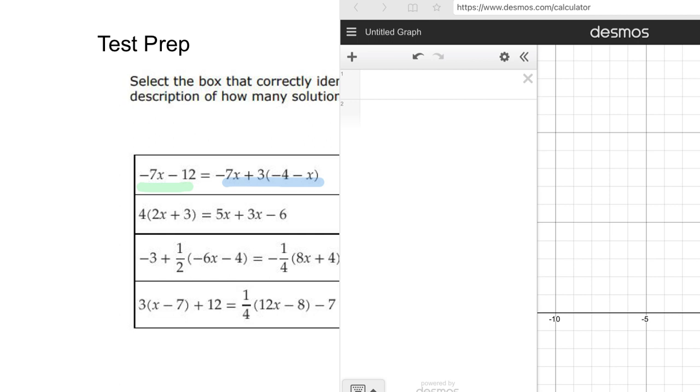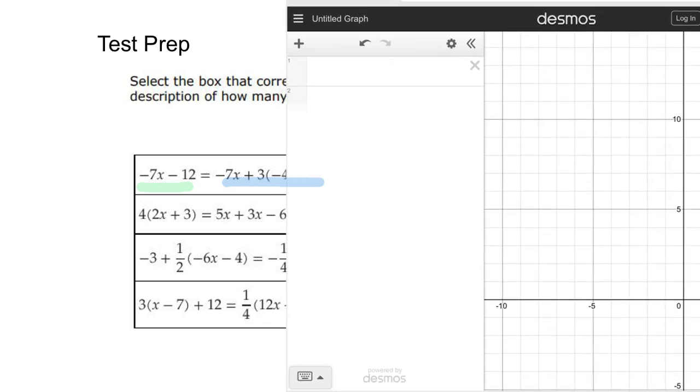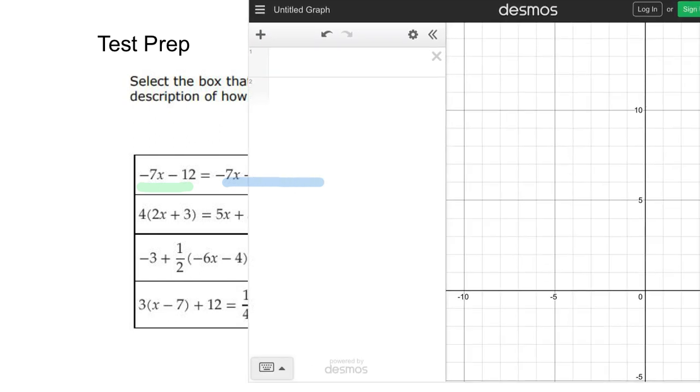So I'm going to try that. So negative 7x minus 12. And then negative 7x plus 3, minus 4x. Sorry, minus x. Okay, so we get that. And I realized it probably took me longer to type that in than it would have taken me to work it by hand, but whatever.